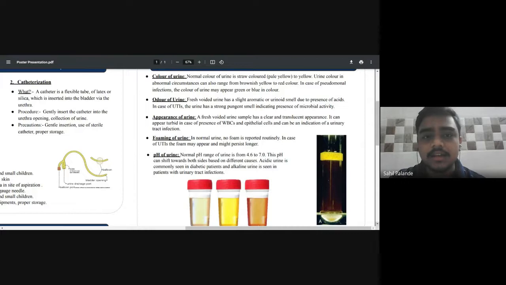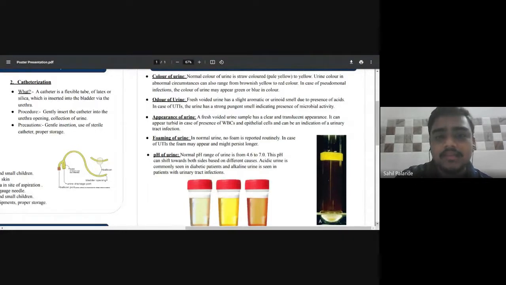It can appear turbid in the presence of WBCs or skin contamination or vaginal secretion, particularly in case of females, if the contamination is introduced while specimen collection. Also, long-standing urine can have a turbid appearance due to solute precipitation, and yeast infections can make the urine look cloudy in appearance.